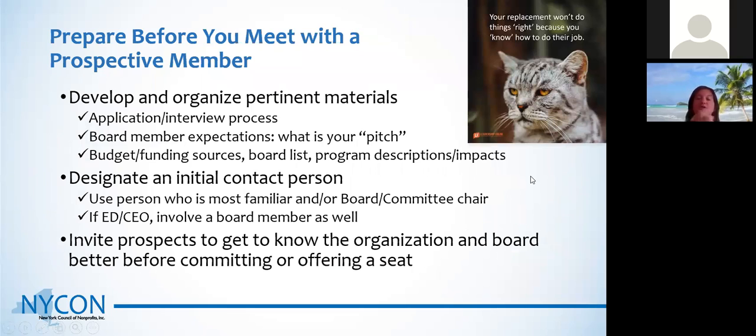All right. So as you're going through your board development process and before you meet with someone, you really want to develop and organize pertinent materials. Essentially, you're selling the organization to people. You're engaging in a conversation. You want to think about what your application and interview process is. Be clear on messaging. Make sure that board members who are talking to prospective board members understand that.